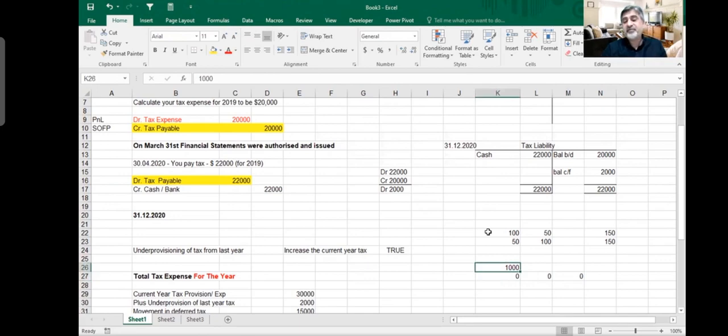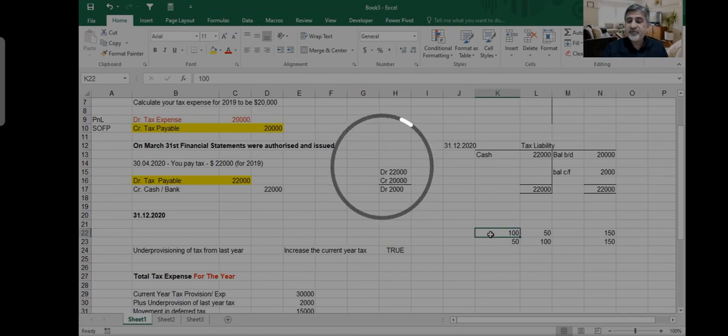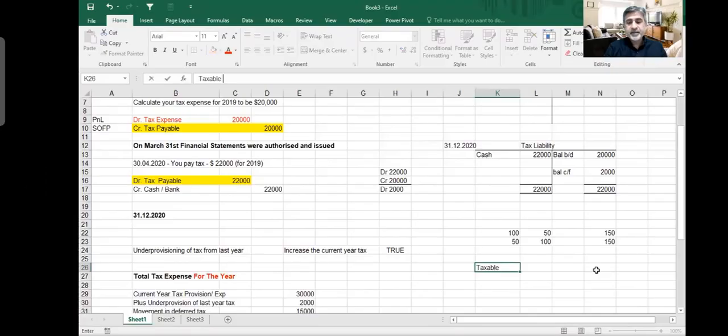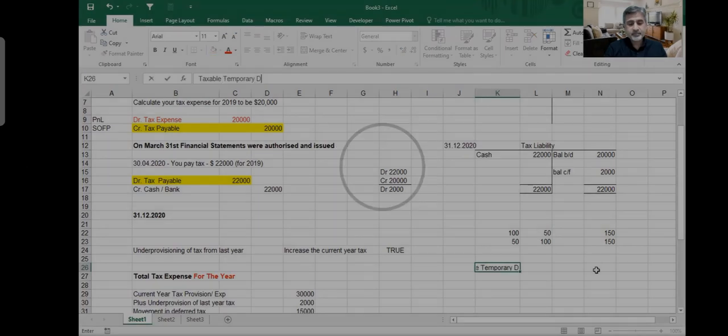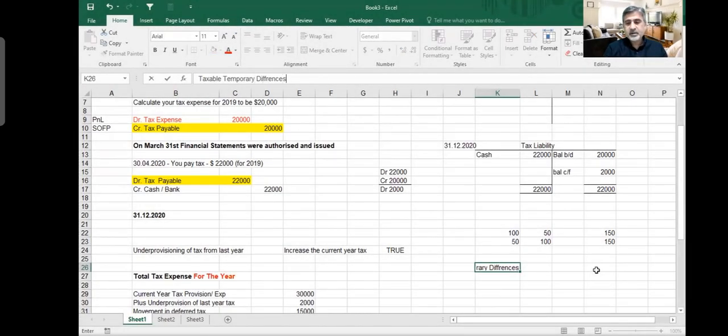That is a permanent difference. And permanent differences, we are not speaking about, because permanent differences do not give rise to deferred tax. Deferred tax comes from temporary differences. There are two types of temporary differences, and they are called taxable temporary differences and deductible temporary differences.